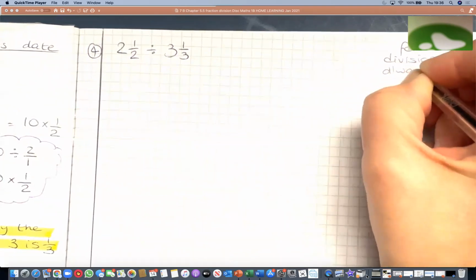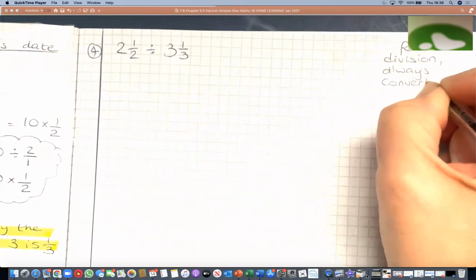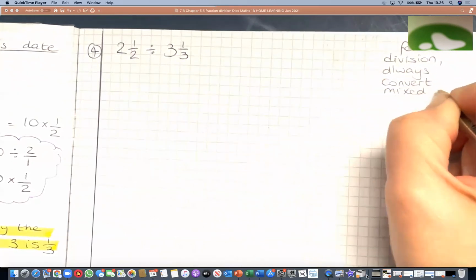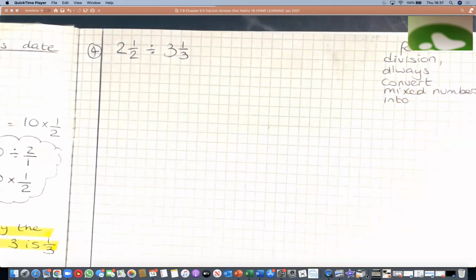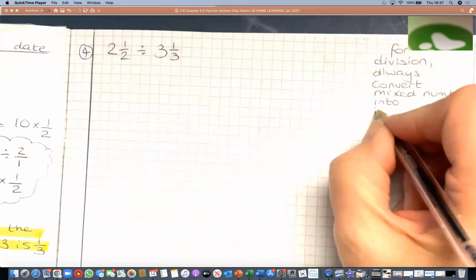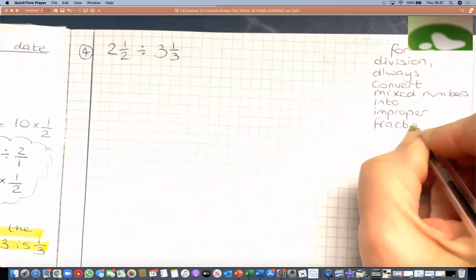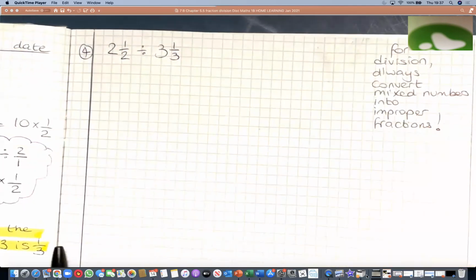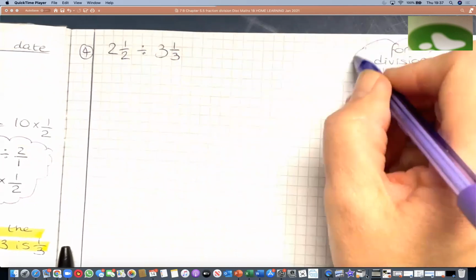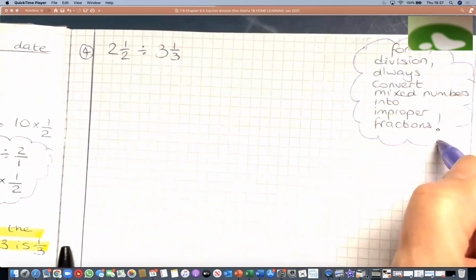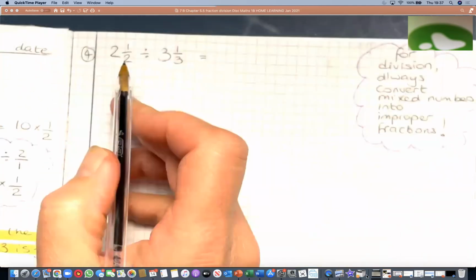always convert mixed numbers into improper fractions. Okay, really important technique. So remember that. I'm going to put it in one of my bubbles. For division, always convert mixed numbers into improper fractions. So let's do that to start with.